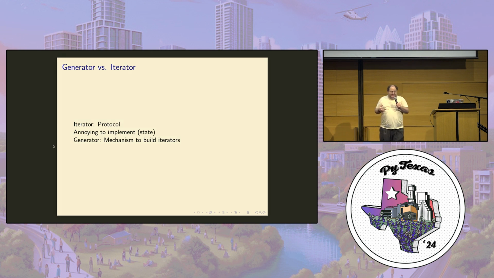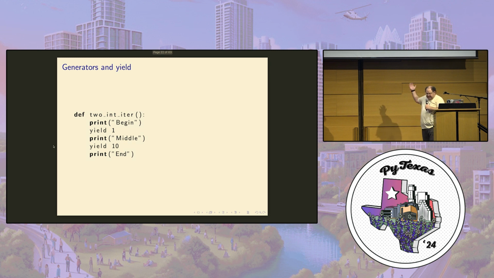Generators are a facility, a language construct that will let you implement iterators much more easily. So why is it so easy to implement iterators with generators? Basically this is equivalent to the previous one. It returns the same things, 1 and 10, and it also does a bunch of prints for the same reason as before, so that you can see the prints when they come out.